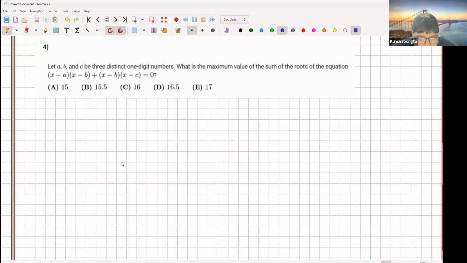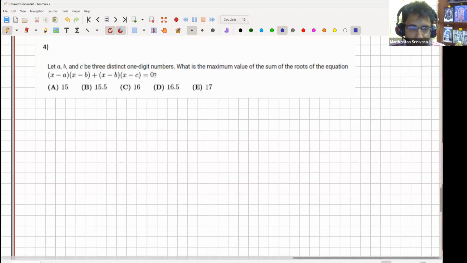Okay, so I'll give you a hint, it's not a big hint. You can see that x minus b is common. So it's not a difficult problem. That much I can tell you guys. Can you try it, please? I'll give you 1 minute to try it.